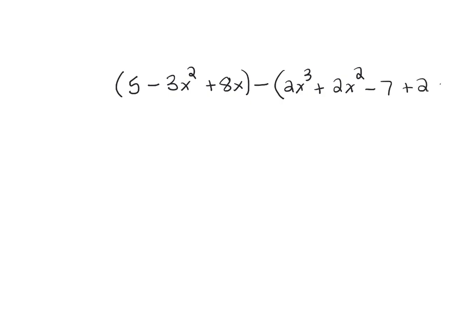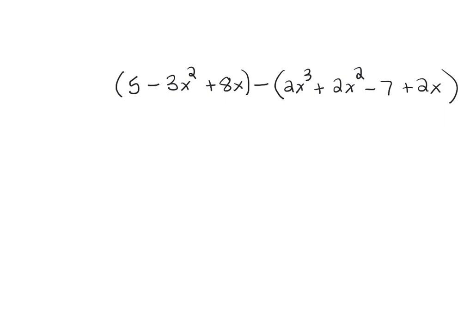Okay, let's make it a little more challenging. All right, I've got 5 minus 3x squared plus 8x minus, let's go, 2x to the third plus 2x squared minus 7 plus 2x. Okay, so things are not given to you in standard form, but we have to make sure our final answer is in standard form. And then also we have to deal with this subtraction.